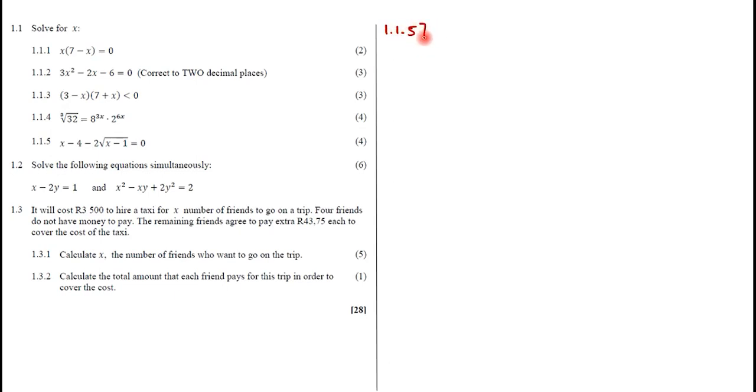Now 1.1.5 here, we are given a square root equation. Whenever you're given a square root equation, you should always know that you're going to test your answer, right? What do I mean by that? It means whatever values we get there, we must test them. So how do we solve a square root equation? We first isolate the square root. So here, I'm going to take this minus 2 root x minus 1 across so that I can have it like that, and then I'm going to square both sides like that.